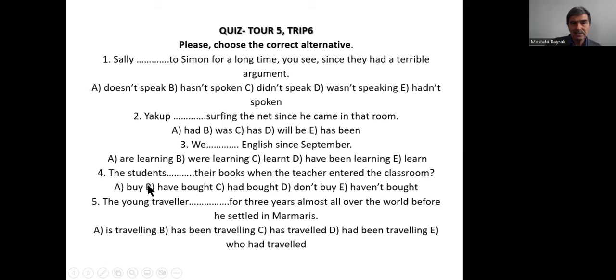The students blank their books when the teacher entered the classroom. The students had closed their books before the teacher came to the classroom. The last one: the young traveler blank for 3 years almost all over the world before he settled in Marmaris. So settled is past. We have to use had been traveling. The young traveler had been traveling for 3 years almost all over the world before he settled in Marmaris.